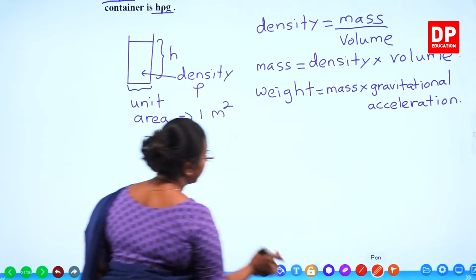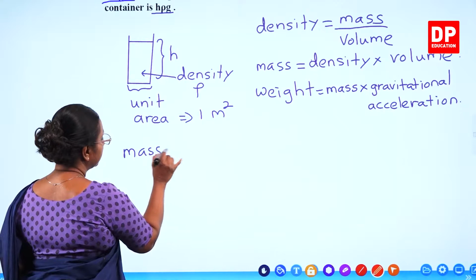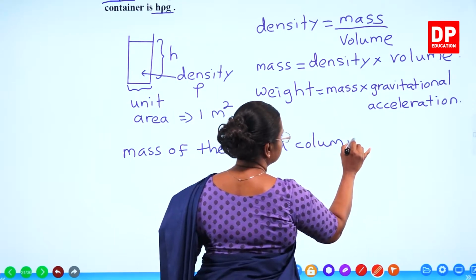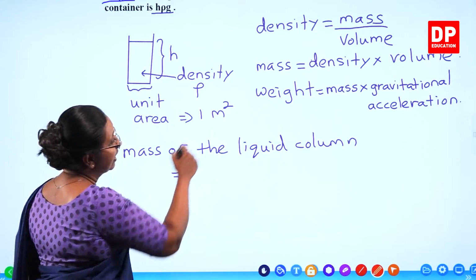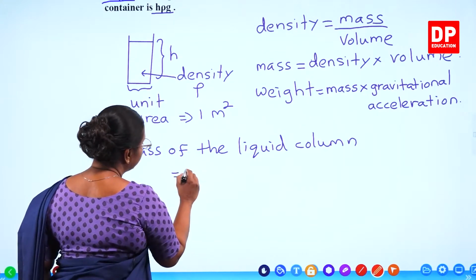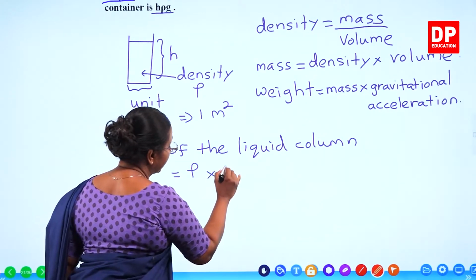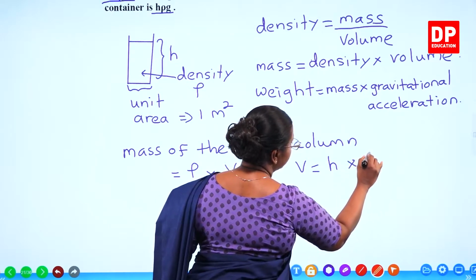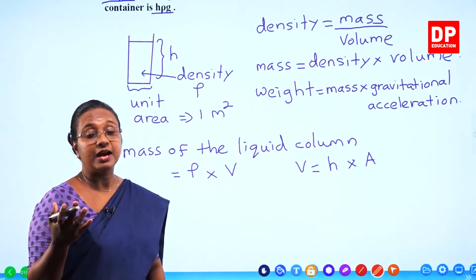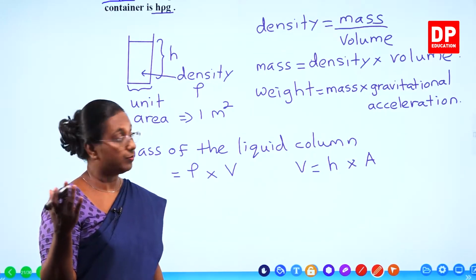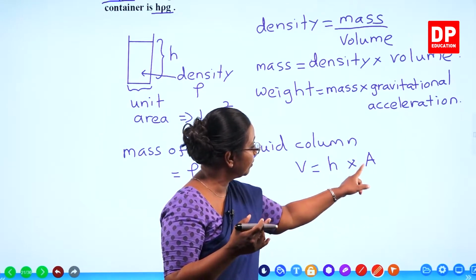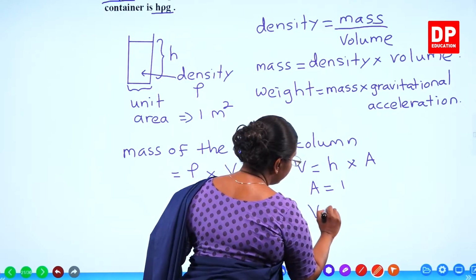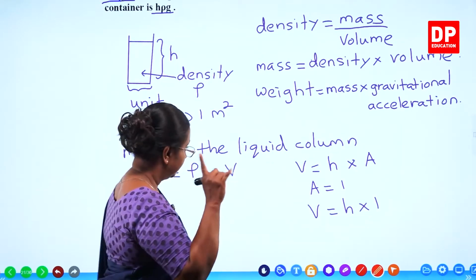So using these, if we find the mass of the liquid column, that is equal to what? As I told you, mass is equal to density into volume. So we know the density rho. Then we need to multiply it by volume. But here you all know, students, volume is equal to what? Height into area. Length into breadth into height is the volume. So volume is equal to height into area. But here we have said area is equal to 1. So volume is going to be height into 1. You all have to remember that.